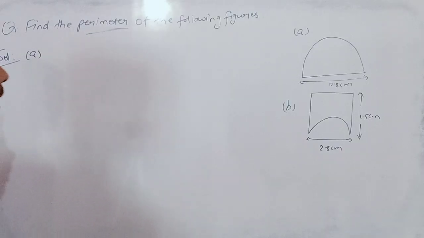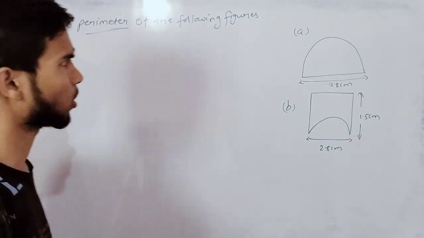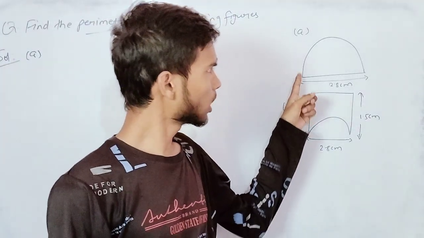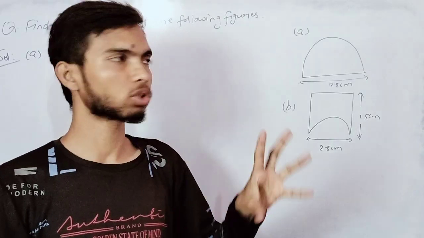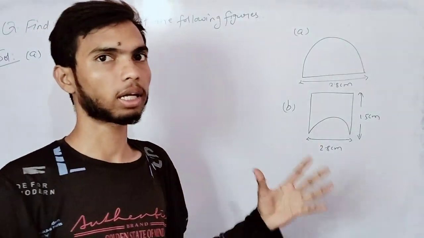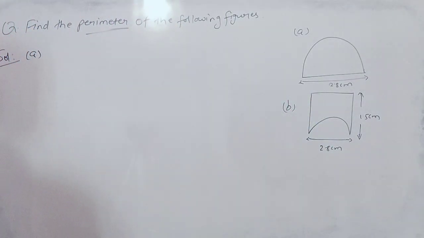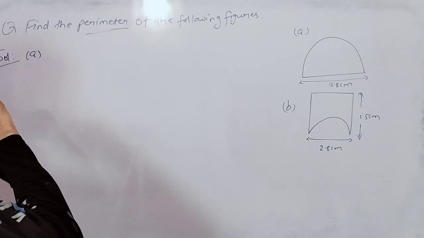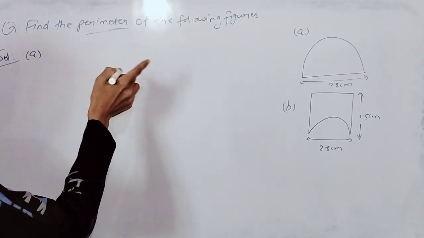Area of this figure would be what? As we can observe, it is a semicircle. It is not a complete circle. It is just a half of a complete circle. So a half circle is known as a semicircle. Now, perimeter of a semicircle would be what?